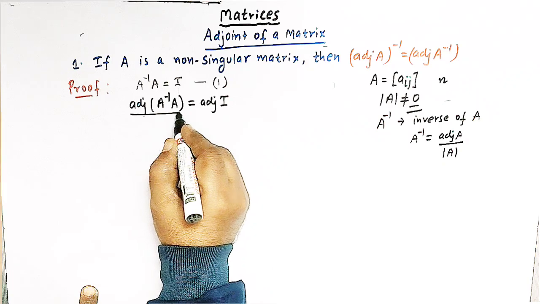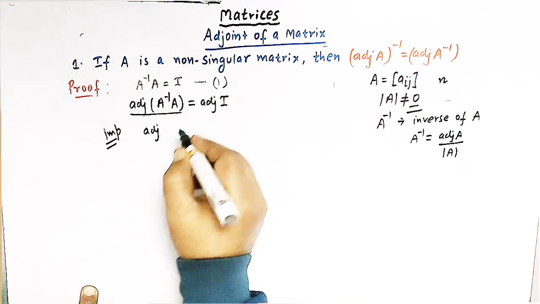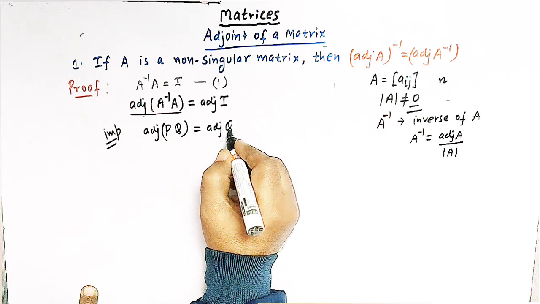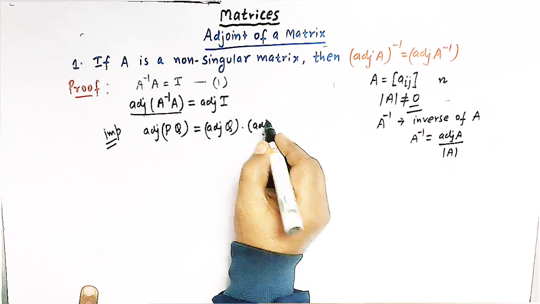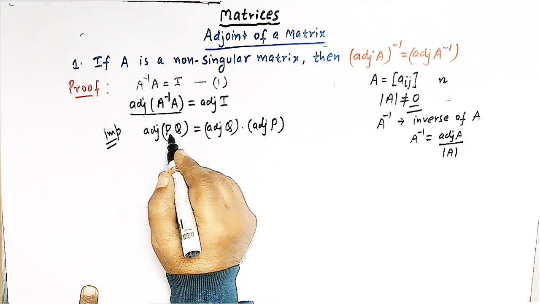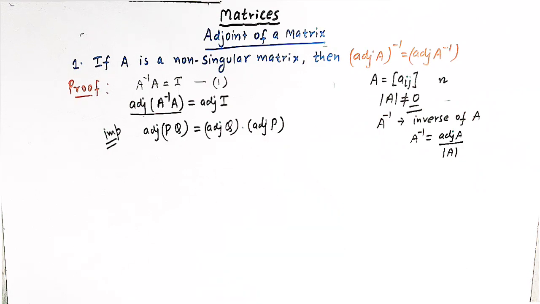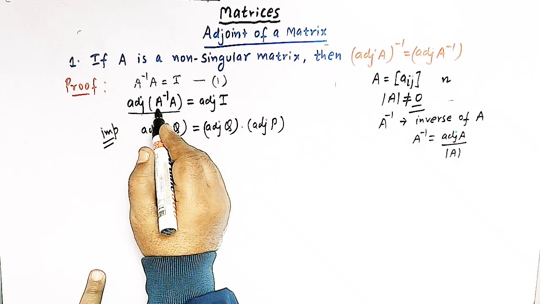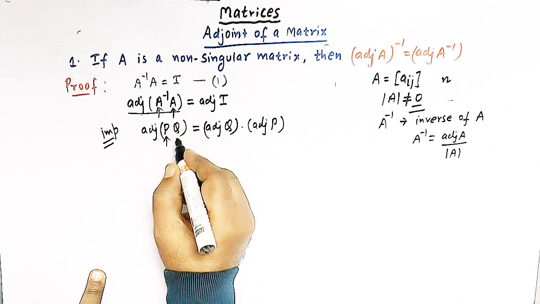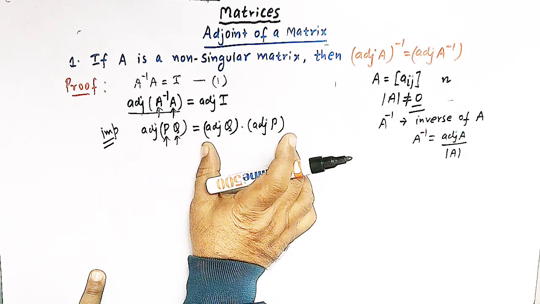Now to simplify this term, let us make use of this important result: the adjoint of the product of two matrices P and Q is equal to the adjoint of matrix Q multiplied with the adjoint of matrix P. So here we can take A inverse as P, and A as Q. Now the adjoint of the product A inverse A can be written with the help of this result.